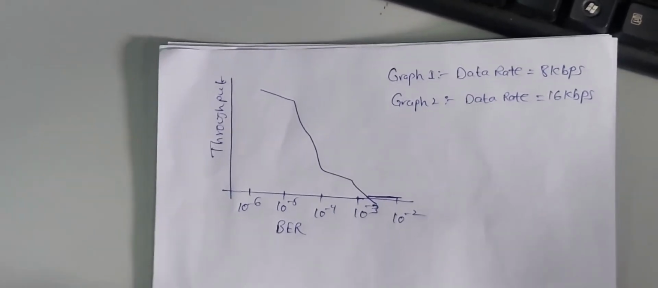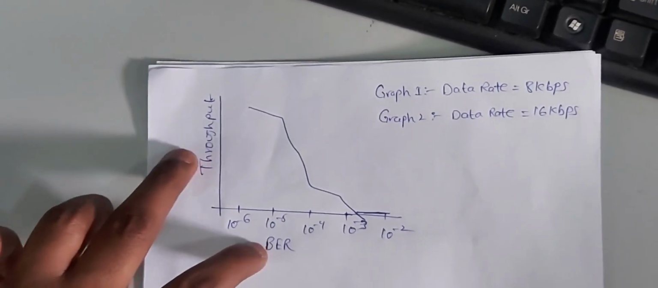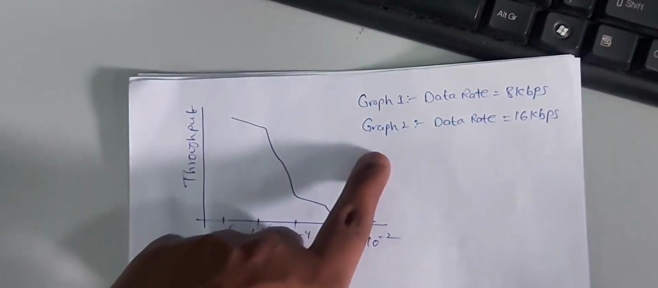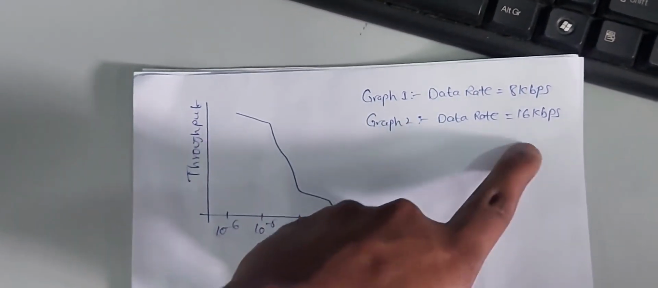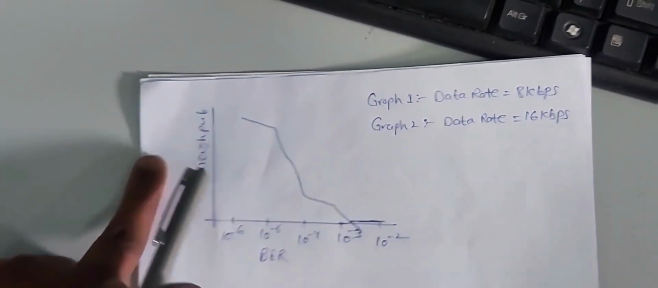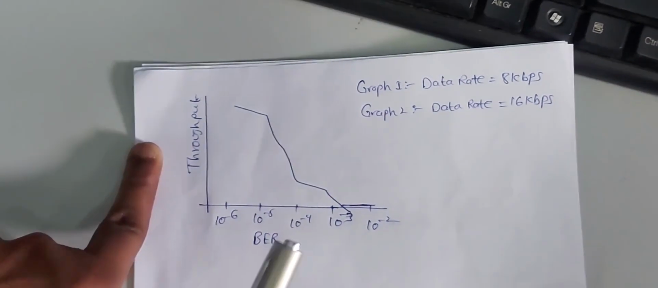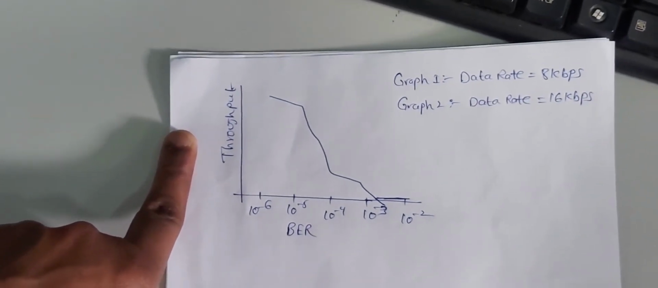Now you have to plot the graph between bit error rate and throughput. You have to plot two graphs. The first graph is for data rate 8 kbps and the second graph is for data rate 16 kbps, between bit error rate and throughput, and you will get a graph somewhat like this. Include these graphs in the report and submit the report.